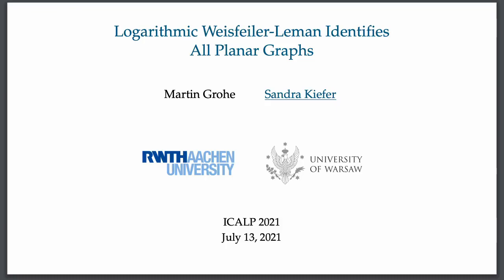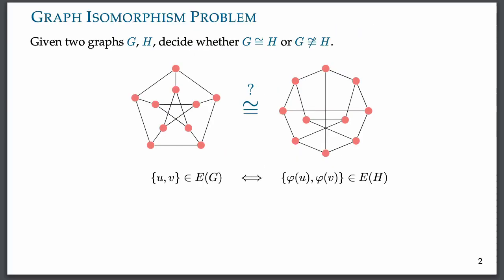This is a presentation of recent work concerning the Weisfeiler-Leman algorithm on planar graphs. The setting of the presentation is the graph isomorphism problem. Given two graphs, the task is to decide whether there is an isomorphism, an edge-preserving bijection between the vertex sets. So we are looking for a way to map this graph onto this graph without breaking or adding edges.